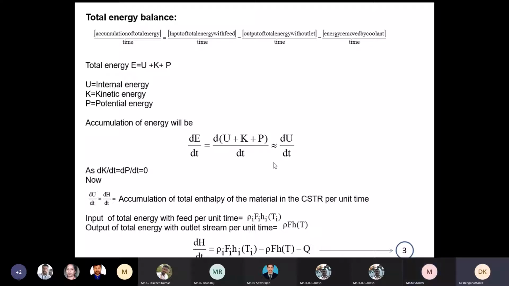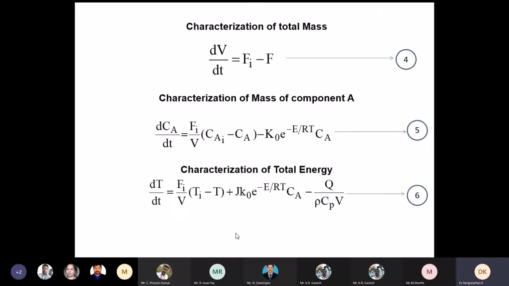So this is the third equation which we were talking about, the energy balance. Based on the energy balance, we are getting this expression. Once we have these three expressions, we can go in for the mass balance, that's what I've written here. The final equation for the mass balance with respect to change in the flow, and the component balance or the concentration, and the energy balance. These are the final expressions which you obtain for the corresponding continuous stirred tank reactor.